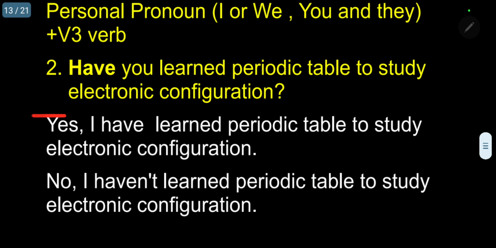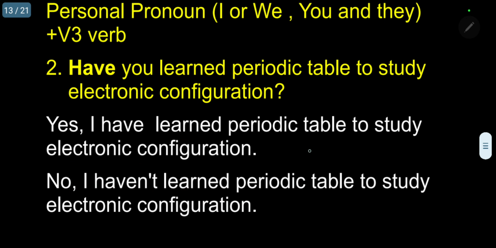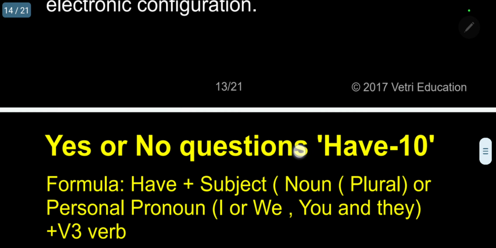If it is yes, then: I have learned the periodic table to study electronic configuration. Please follow, learned is the main verb, coming in the perfect form, and have is the auxiliary verb. If it is negative, no, I haven't learned the periodic table to study electronic configuration. This is sentence 2, question number 2.